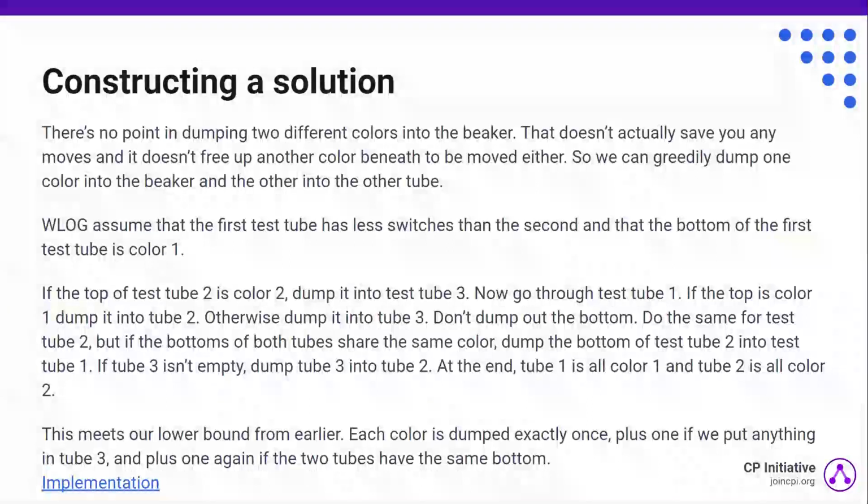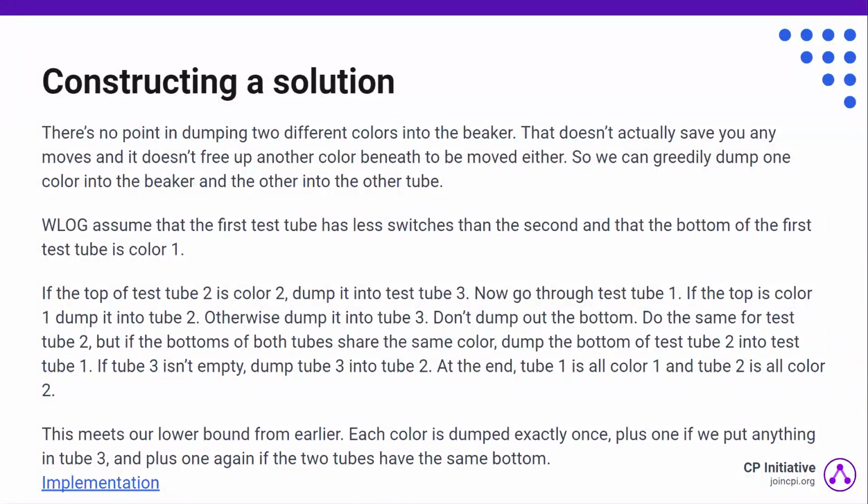If we look at this algorithm carefully, it meets the lower bound from earlier, because each color is dumped exactly once. And can't you only dump the top? Yeah, my meaning is basically you just take the tube one at a time, going through each layer. If the top layer is color 1, we dump it into the other tube. If the top layer is color 2, then we dump it into the beaker. And yes, this is going to be exactly the number of steps of the lower bound we calculated earlier, because each layer from each tube is dumped exactly once.